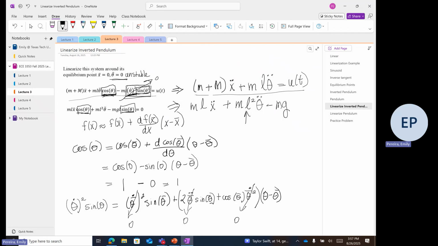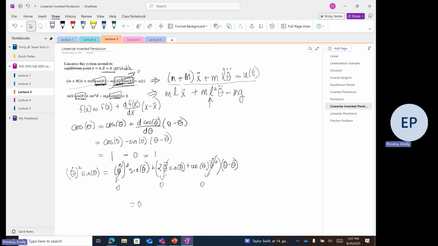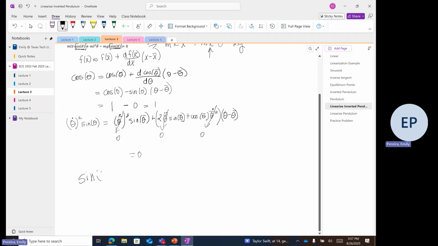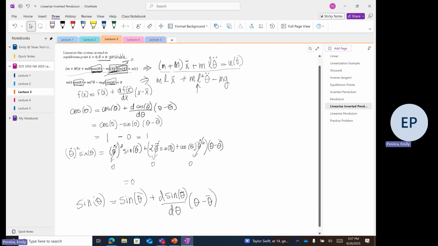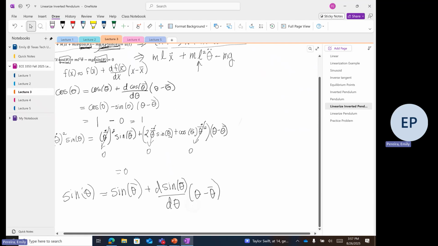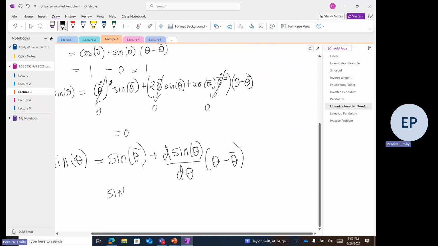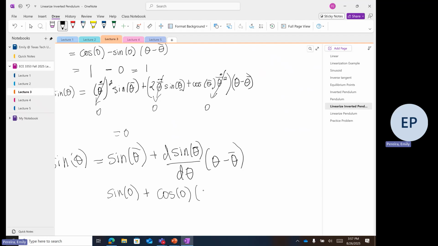it turns out, okay, we need to linearize sine. So let's linearize sine. So sine of theta bar plus the derivative of sine at theta bar times theta minus theta bar. So sine at our equilibrium point 0. So sine of 0, plus the derivative of sine is cosine of 0 times theta minus theta bar.